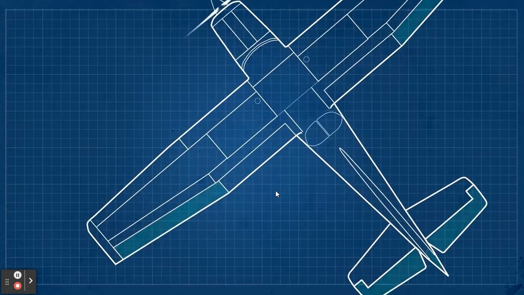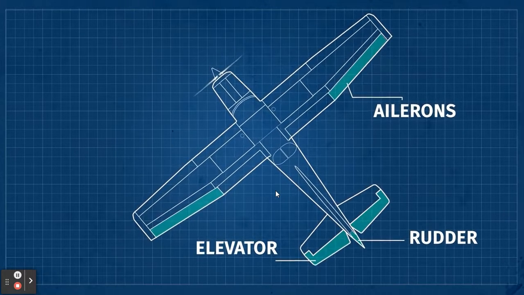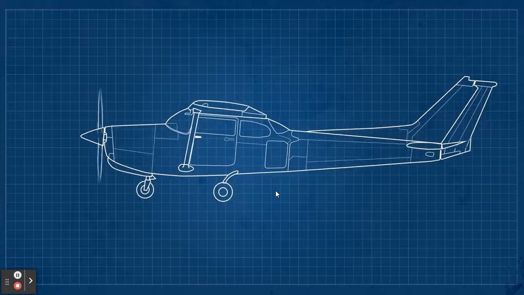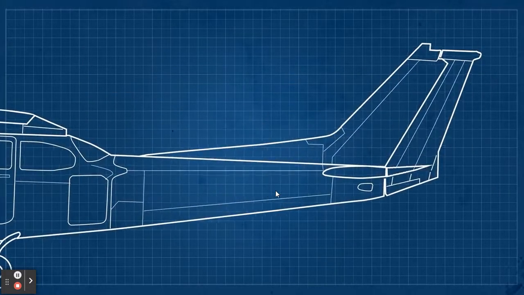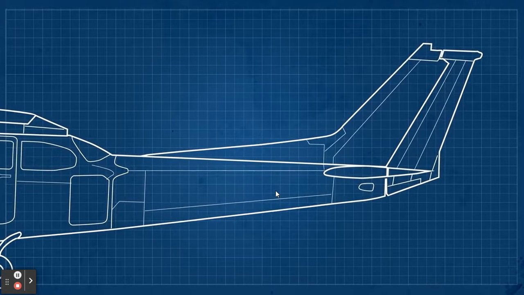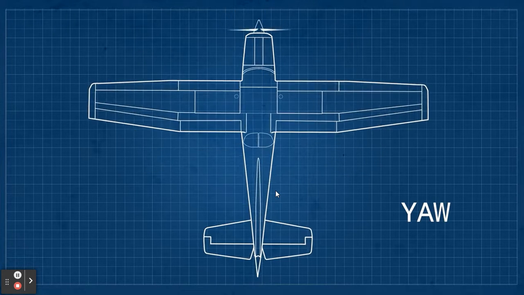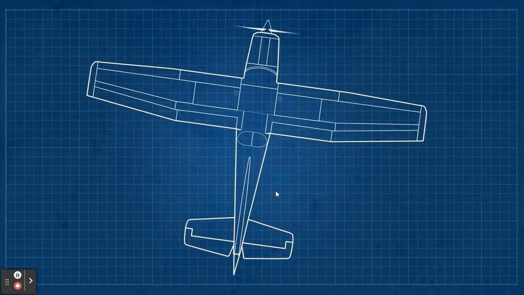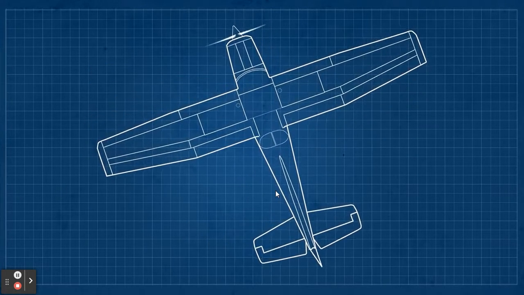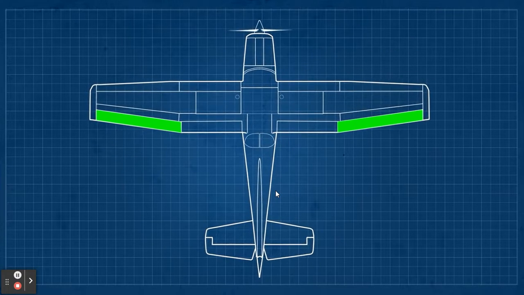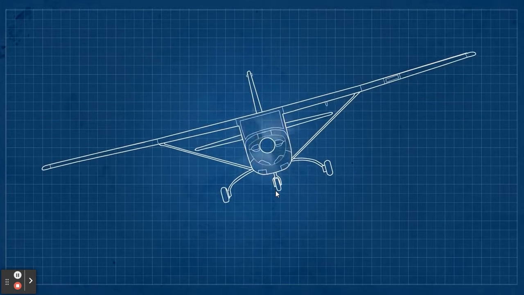The primary control surfaces are responsible for directing the aircraft. These are the elevator to raise and lower the aircraft, moving the plane in its transverse axis. The rudder to control the yaw, moving the plane in its vertical or yaw axis. And the ailerons to control the roll or tilting the plane from one side to the other, moving the aircraft in its longitudinal axis.